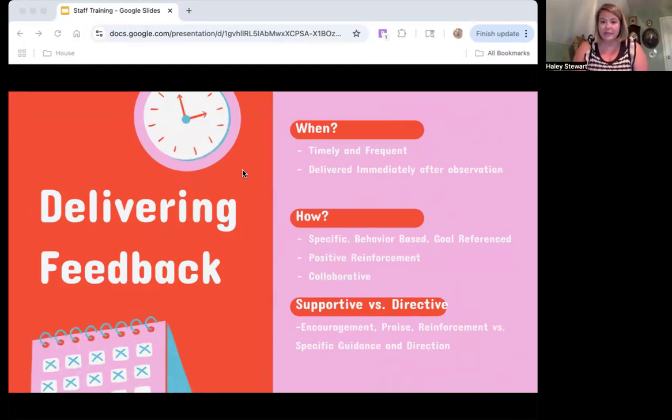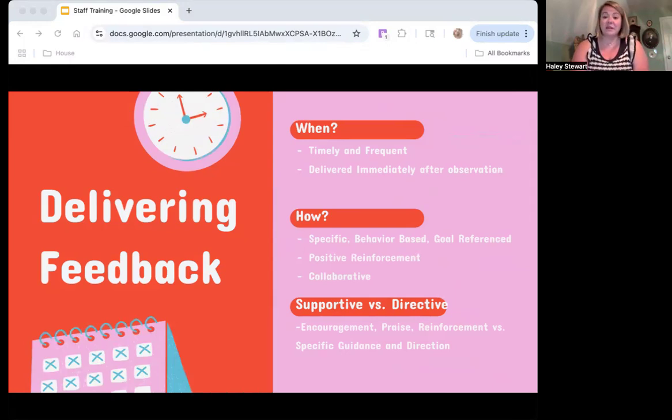So when we're delivering this feedback, it should be timely and frequent. It should be delivered immediately after observation. Especially during the acquisition of new skills or behavior change efforts, we should be giving this feedback very quickly. It's most effective when it's delivered immediately following a self-monitoring interval or a time whenever they were observed by their supervisor. Feedback can and should be done regularly, such as at the end of each session or each shift, so that we can maintain consistency.